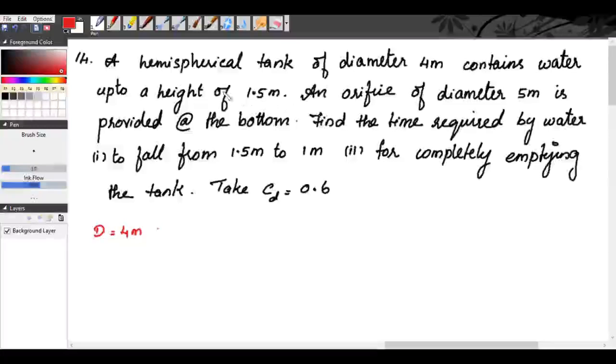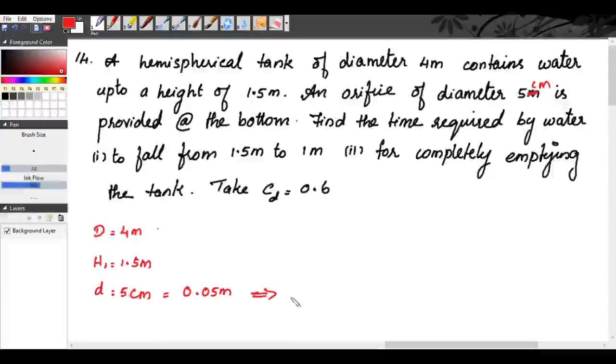It contains water up to a height of 1.5 meter. So H1 is equal to 1.5 meter. An orifice of diameter 5 centimeter is provided at the bottom of the tank. Sorry, not meter, 5 centimeter. So it is equal to 0.05 meter.